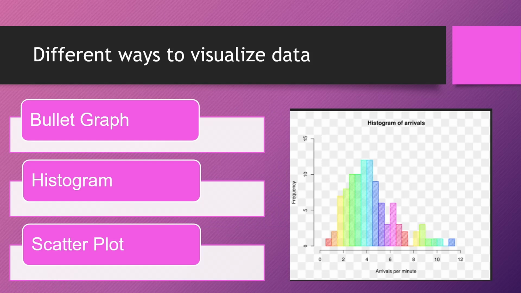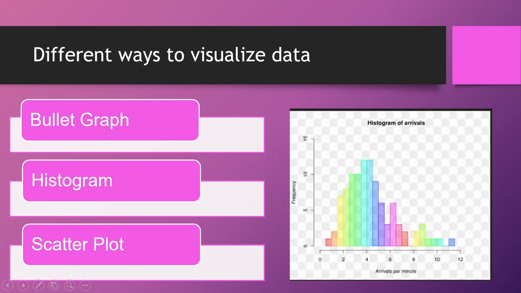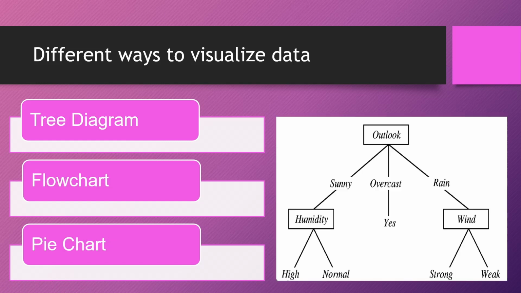As you can see in the picture here, this is a histogram, right? Histogram, bullet graph, scatter plot, all these are examples of ways to visualize data. Some more are there, like tree diagram, flow chart, pie chart. Here is the picture of a tree diagram. Basically, all these are examples of how to visualize the data. So data visualization is part of stage 3, that is data exploration.